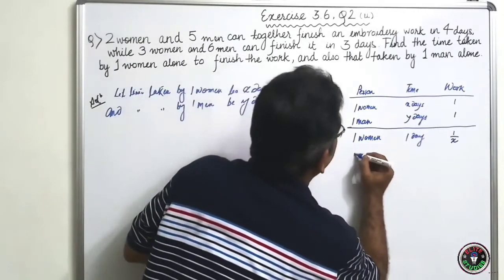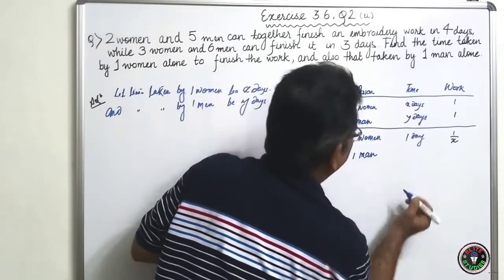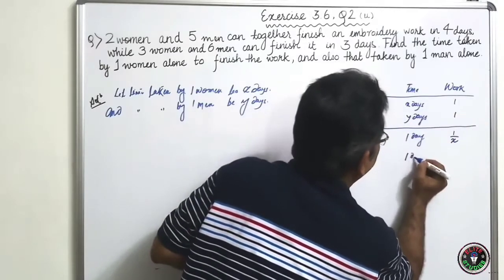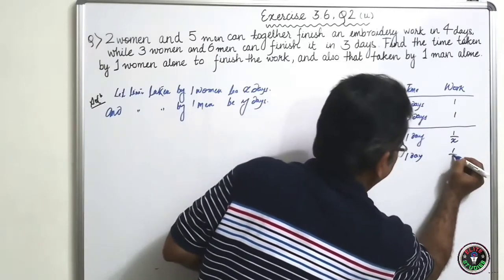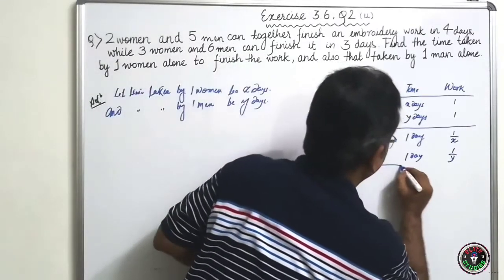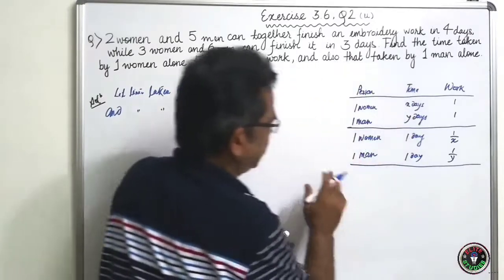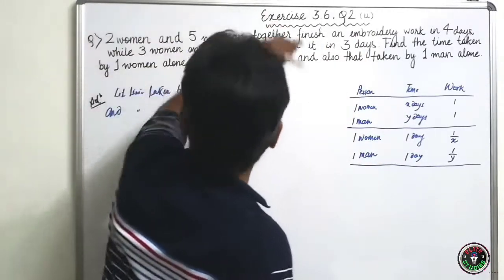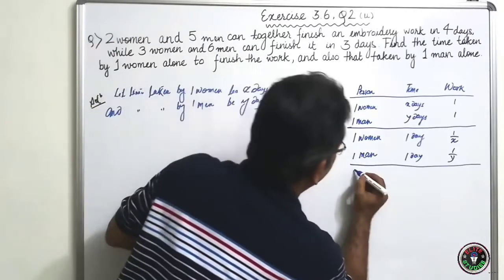Similarly, one man takes Y days to complete the whole task. So in one day he will do 1 by Y work. Clear? Now this we have found out. But in our question, in the first condition, how many women are there? 2 women.